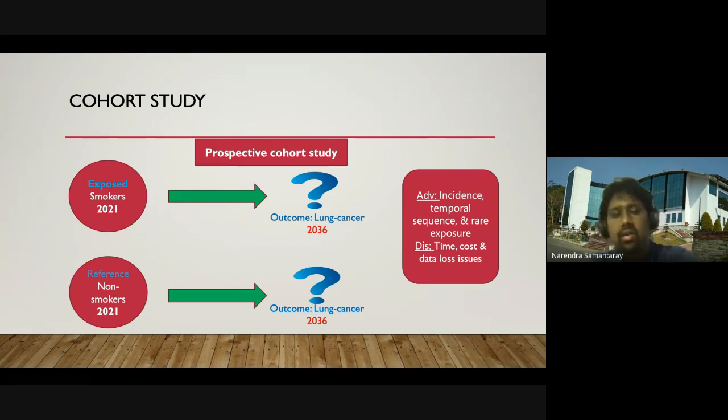I'll explain later on why it is not good for rare diseases. What are the disadvantages related to it? You can guess the disadvantages. Somebody has to wait for 15 years in this example to see the outcomes. What happens during these 15 years? Obviously, much data loss might occur, and it might be highly difficult to follow all the subjects for the 15-year period. Also, a lot of money is required for the assessment. A lot of manpower is required to follow the individuals for 10-15 years. So these are certain disadvantages related to the prospective cohort study.